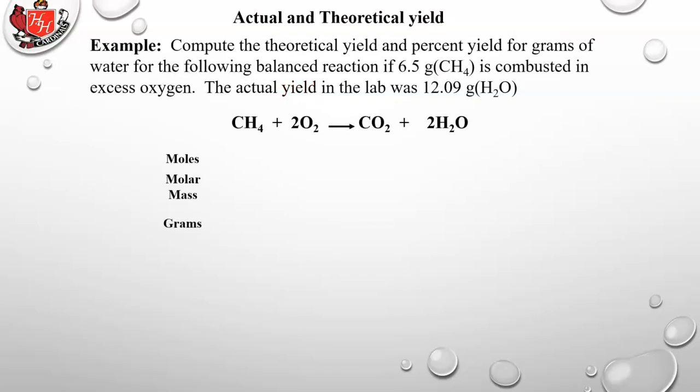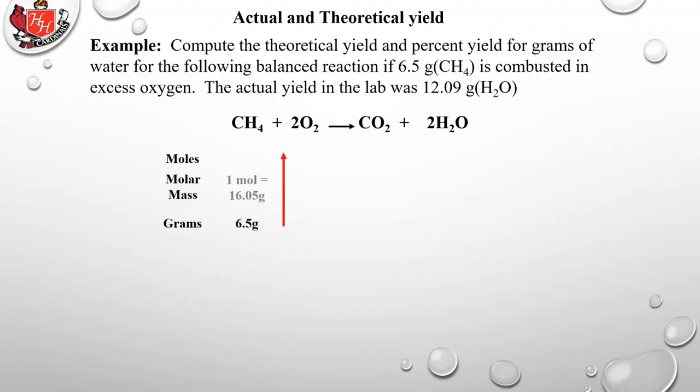Compute the theoretical yield and percent yield for grams of water for the following balanced reaction if 6.5 grams of CH4 is combusted in excess oxygen. The actual yield in the lab was 12.09 grams. I'm just giving that to you, okay?